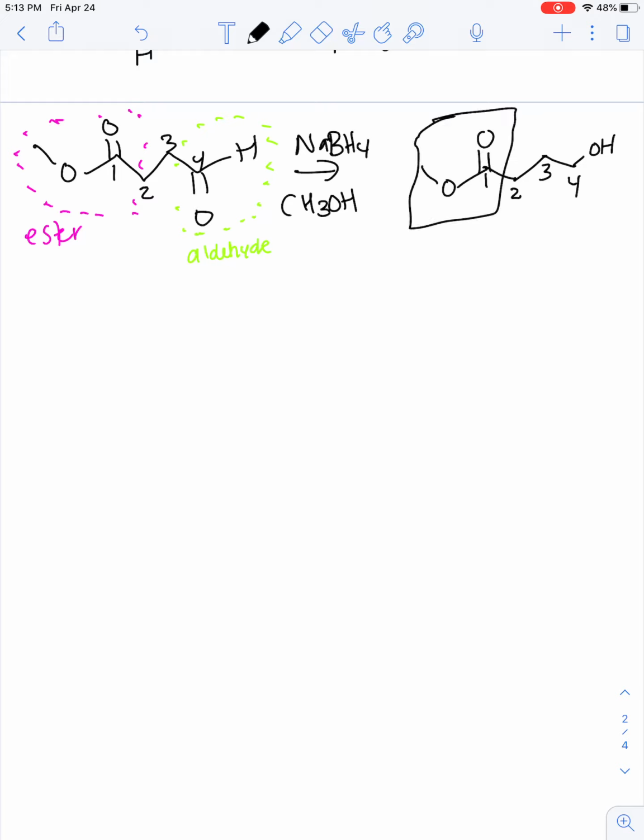So again, this ester right here, we cannot reduce to an alcohol because sodium borohydride just isn't a strong enough reducing agent. So remember, esters and carboxylic acids are not affected in the presence of sodium borohydride.